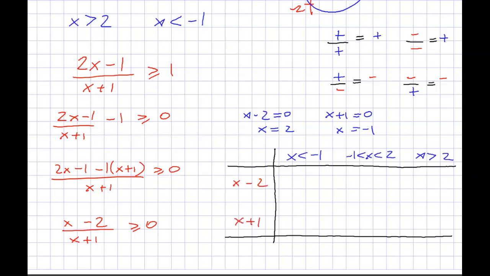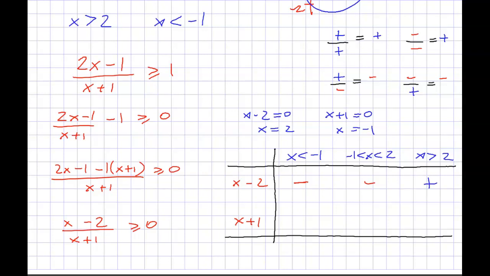So what I end up looking at is values up to minus 1, values between minus 1 and 2, and values above 2. So when the value of x is less than -1, what can I say about the numerator here, x minus 2? Well, if I put anything less than -1 into this expression, it's going to be negative. If I put a number between -1 and 2 into there, it'll also be negative. And lastly, if I were to put a number that's greater than 2 into this expression, I'd end up with a positive value.